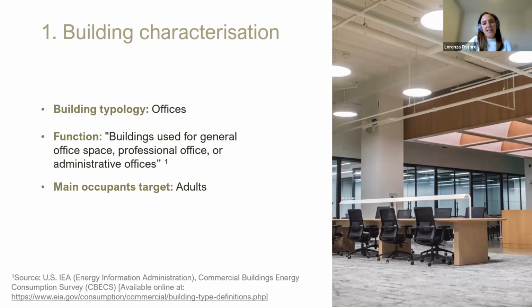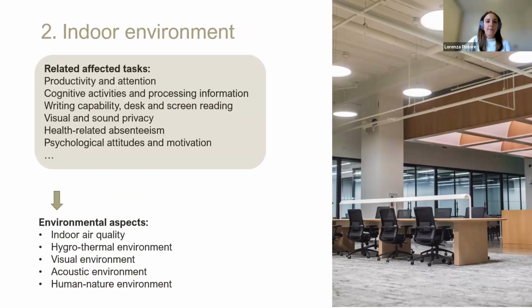As I said, this example is built on office buildings, which, as we know, are buildings used for general office space, professional office, or administrative office, and the main target in offices is usually adults. In an office building, if we want to characterize the indoor environment, we need to look at the main affected tasks that can be related to the indoor environment. So, for example, in an office building, the indoor environment could affect the productivity and attention of people, but also the cognitive activities and the processing of information.